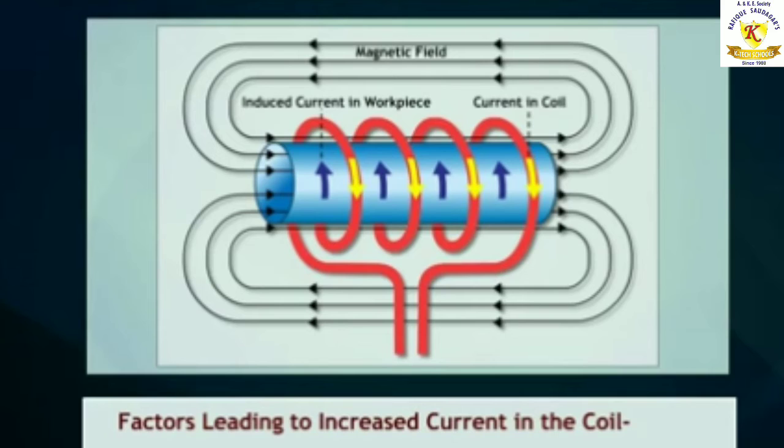Now, factors leading to increased current in the coil. First, by using a strong magnet, increasing the motion of the magnet, and increasing the area or the number of turns of the coil.